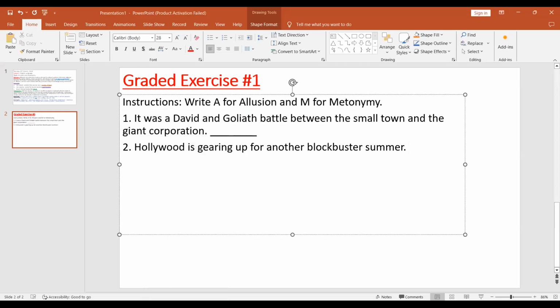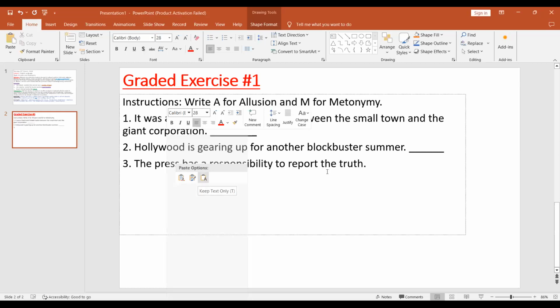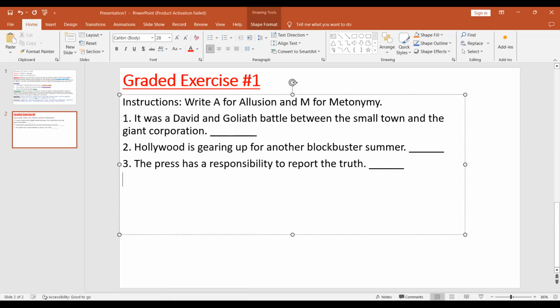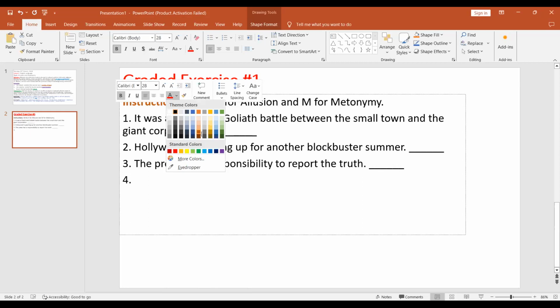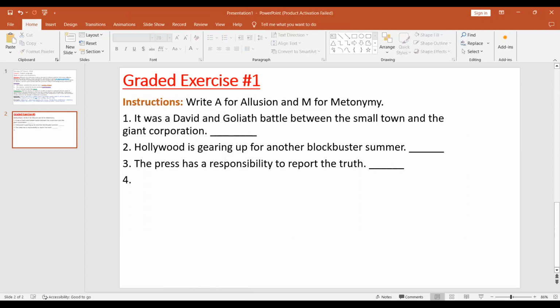Number two: Hollywood is gearing up for another blockbuster summer. Number three: the press has a responsibility for reporting the truth. Excuse me, you should just write the answers. Do not write down the question. Just write the number and the letter, because we don't have enough time. We only have like 10 minutes.